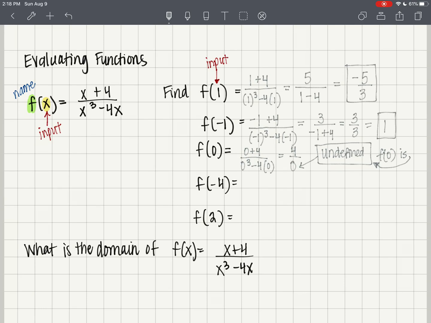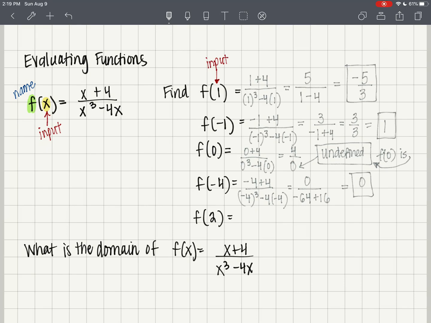Okay, let's try a negative 4. Negative 4 plus 4 over negative 4 cubed minus 4 times negative 4. Negative 4 plus 4 is 0. And in the denominator, I have negative 64 plus 16. Now, I could go through the motions and figure out what negative 64 plus 16 is. I believe it's negative 48. But as soon as I have some number other than 0 in the denominator, but I have a 0 in the numerator, I know that 0 divided by anything other than itself is 0.